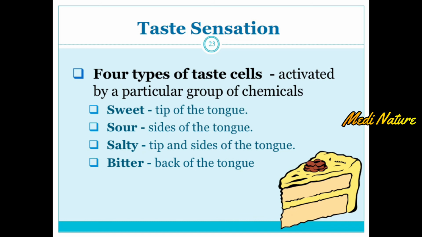There are 4 different types of taste receptors. They are activated by a particular group of chemicals which gives different types of taste. And these different types of taste receptors are located in different locations of the tongue. Therefore, you can sense different tastes in different parts of the tongue. For example, you can taste sweet at the tip of the tongue. You can taste sour at the sides of the tongue and salty at the tip and the sides of the tongue, while bitter taste at the back of the tongue.